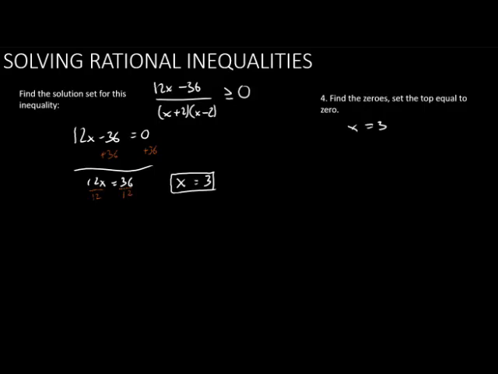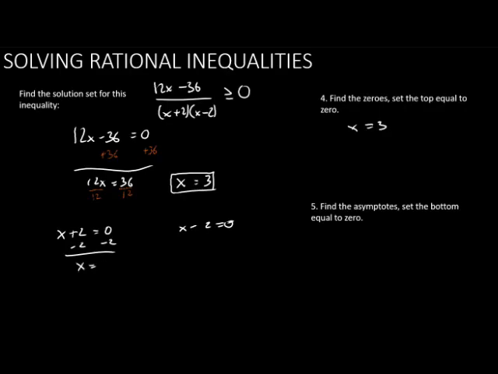Now to find the asymptotes of the rational inequality, we'll set the bottom equal to 0. Since we have two separate binomials in the bottom, we will set each of them equal to 0. If we solve x plus 2 equals 0, we'll just subtract 2 from both sides and get x equals negative 2. If we do the same to x minus 2, we'll add 2 to both sides and get x equals positive 2. So your asymptotes will be x equals negative 2 and x equals 2.